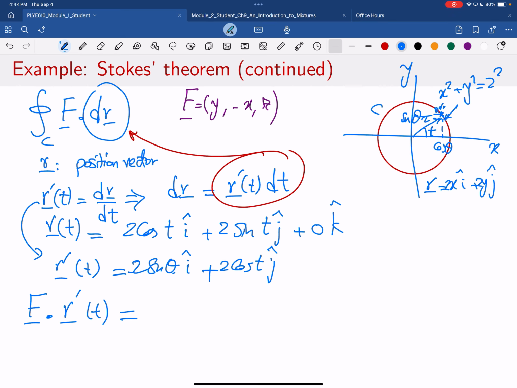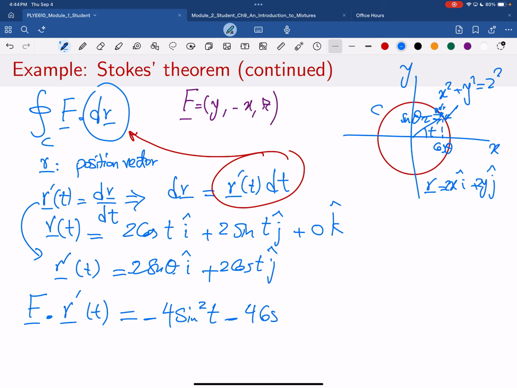So if we do f dot r prime, it's going to be minus 4 sine squared t minus 4 cosine squared t, right? So the mistake was the sine and cosine were flipped. So they shouldn't be like that. The x component on a circle is cosine, the y component is always sine. So I have that expression. If you want to simplify it, this is going to be minus 4 times sine square plus cosine square, which is 1, right? So it's going to be minus 4.